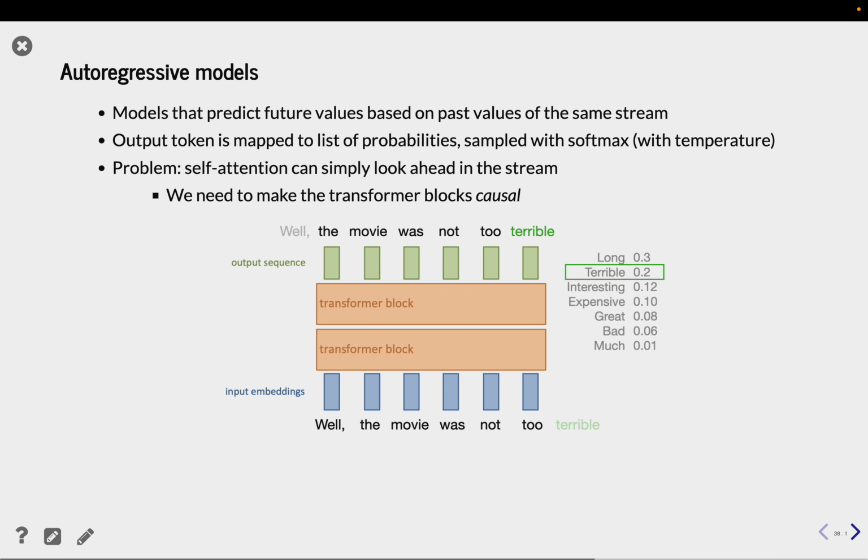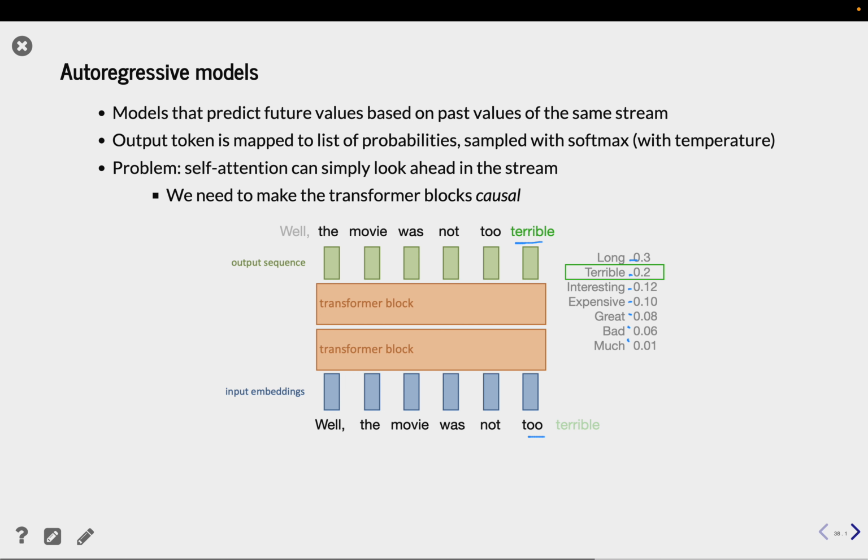Okay, one particular class of these is autoregressive models. These are models that predict the future values based on past values. So if you have a sentence like, "The movie was not too", then the model has to predict the next word, "terrible", right? And it will do that by actually giving a possible output probability for every possible word that can come out. It won't do this explicitly.